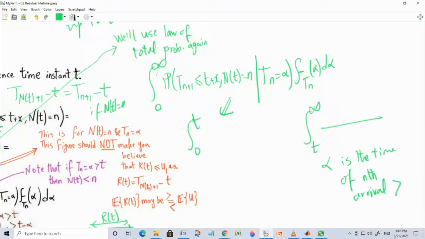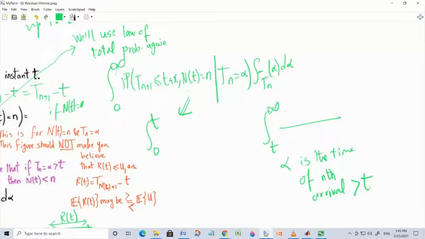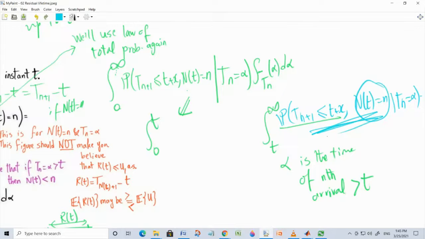and the time of the nth arrival is now greater than t. Now let's see the probability that we have here. The probability is basically the probability that T_{n+1} is less than or equal to t plus x, and then N(t) is equal to n, given that T_n is equal to alpha. Now think about this. The event here is that N(t) is n, which means that at time t, the number of arrivals so far is equal to n.